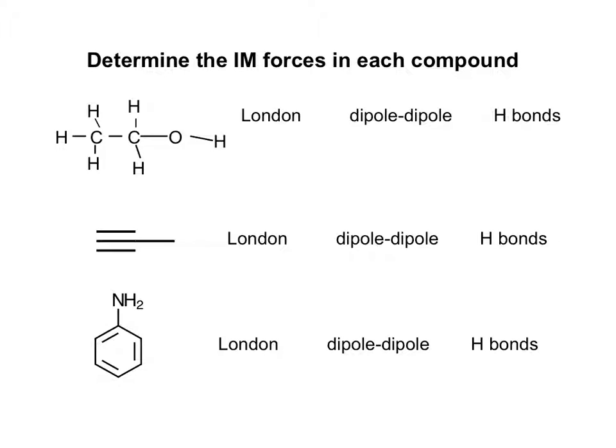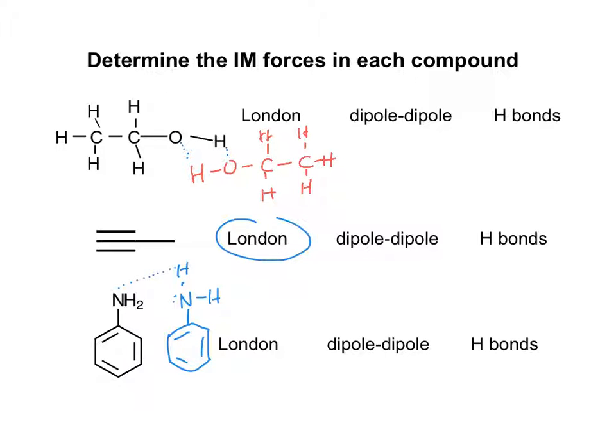Ethanol, which is polar, has London forces, dipole-dipole forces, and hydrogen bonds. The hydrogen bonds are shown between 2 different ethanol molecules with the blue dotted line. Propyne is nonpolar, so there's only London forces. Aniline is polar. We'll actually see London forces, dipole forces, and a little bit of hydrogen bond between aniline molecules. So that dotted line shows a hydrogen bond between the nitrogen and hydrogen on two different aniline molecules.